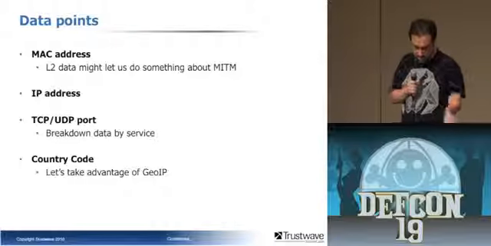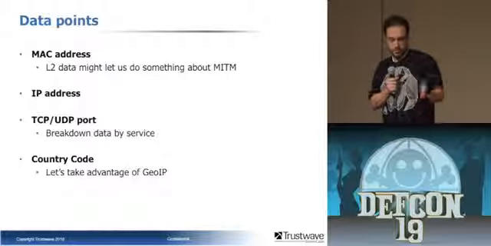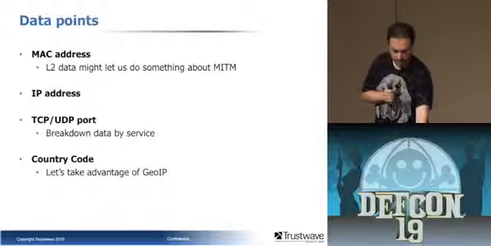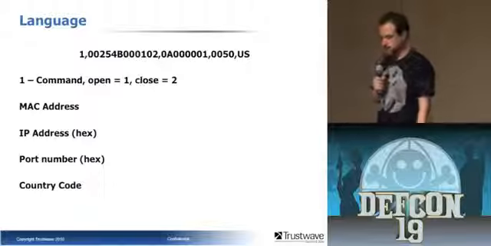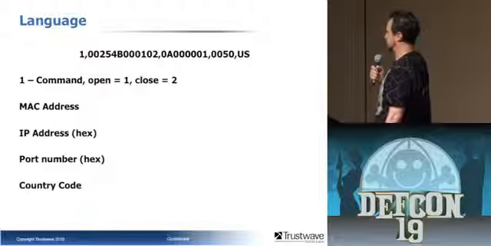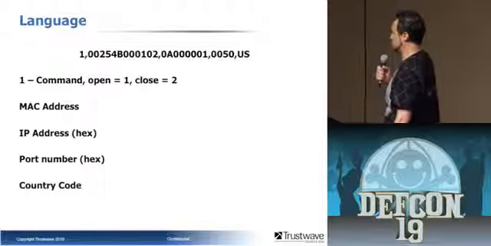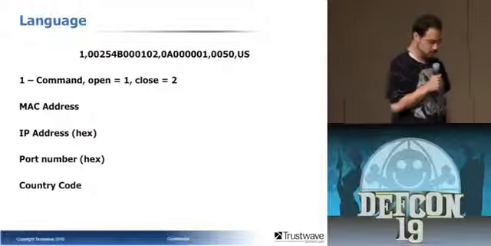So, data points. Here's what I'm sending: MAC address, IP address, TCP or UDP port, and country code. Here's what it looks like. I can say I wrote my own protocol, but really all I did was take 1 for open, 2 for closed, and then put a bunch of other stuff in hex separated by commas. So if you could call that a protocol, yeah.